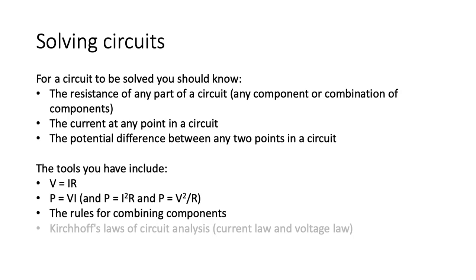The tools that you have, fundamentally the most important one, is the equation for resistance, V equals IR. As you will see, applying that enables you to solve most fairly simple circuits. P equals VI enables you to incorporate the power information, either if you want to work that out or if you are given that. There are rules for combining components, particularly for combining resistors, which we're going to look at soon. Rules for combining other components, such as power supplies, we'll look at a bit later.